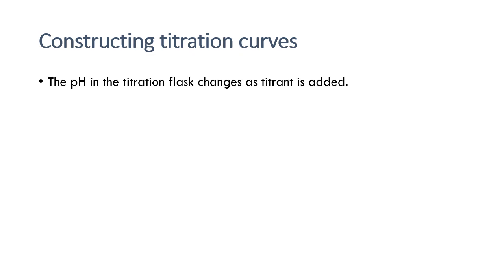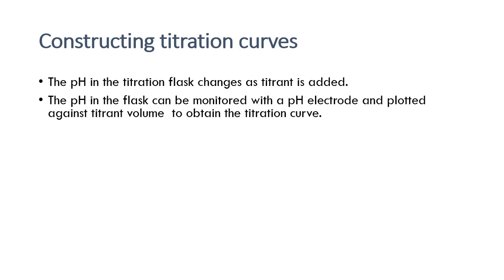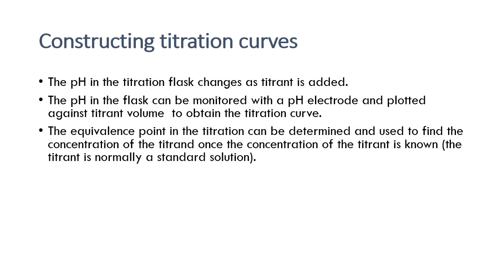Now, when we're thinking about constructing titration curves, we have to consider a couple of things. The pH in the titration flask is going to be changing as the titrant is added. The pH in the flask can be monitored with a pH electrode, and this pH can be plotted against titrant volume to obtain the titration curve. The equivalence point in the titration can be determined and used to find the concentration of the titrant.